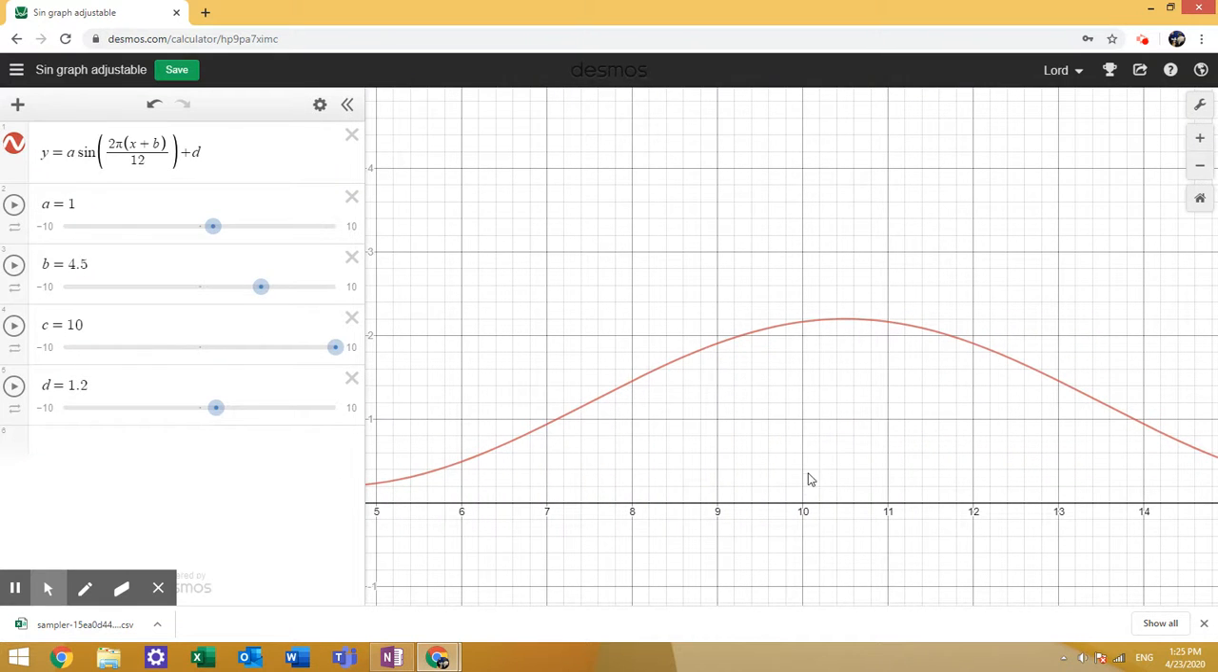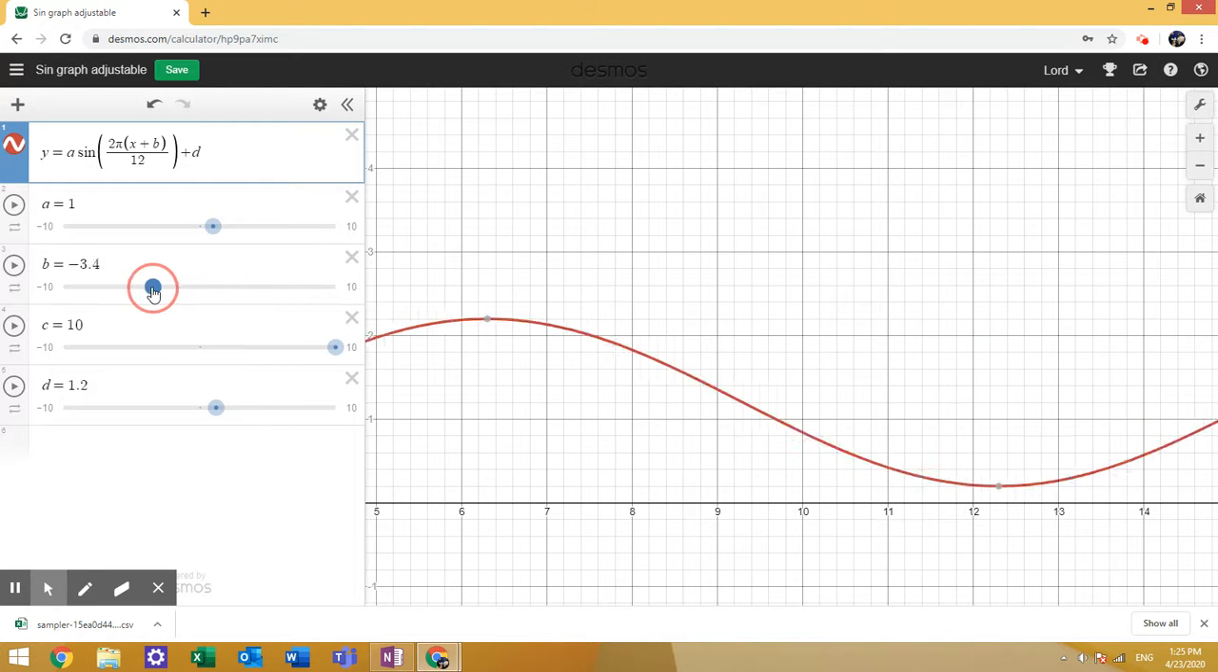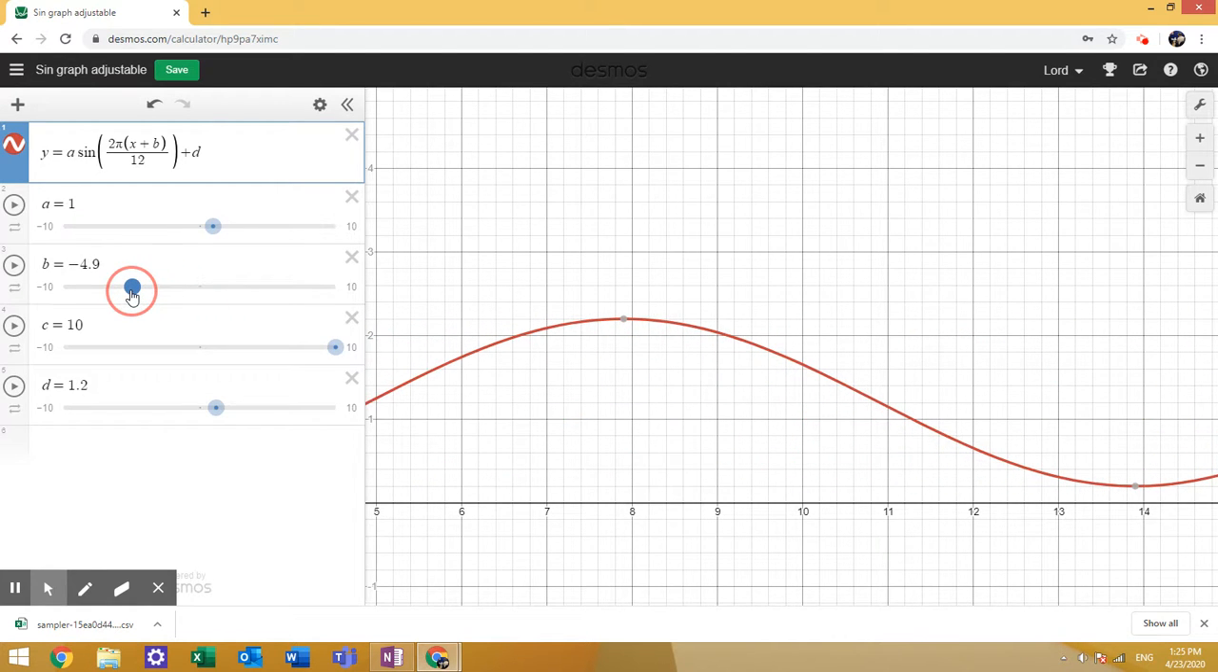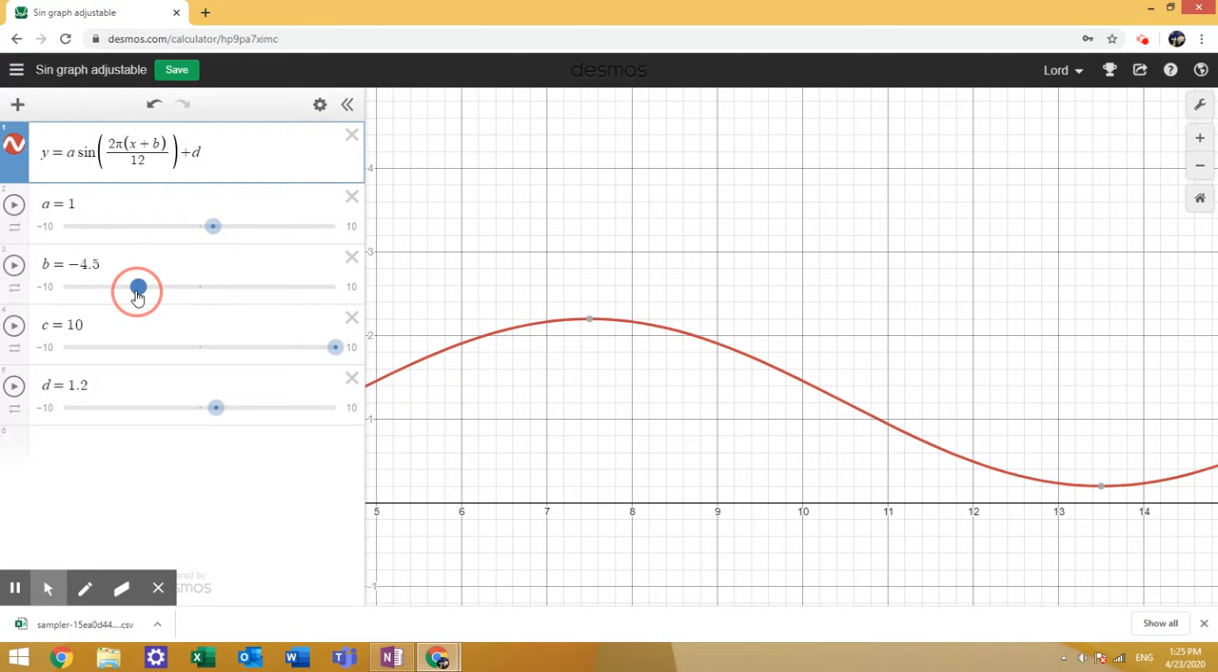So is it starting at 7.5 high tide? No, that's right. I needed to go to minus 4.5. So I'm going to take that down to minus 4.5. Naturally, it goes through a value of 3 being high tide. So I've shifted it sideways. So there is my high tide now.